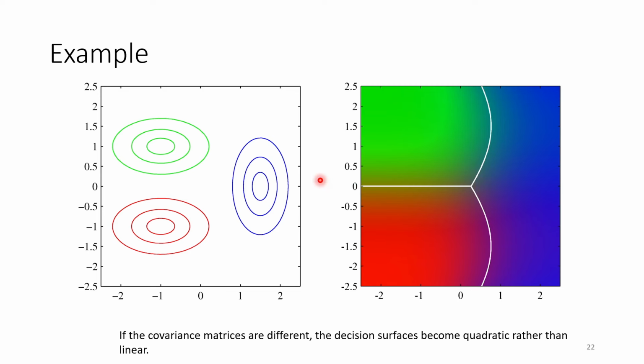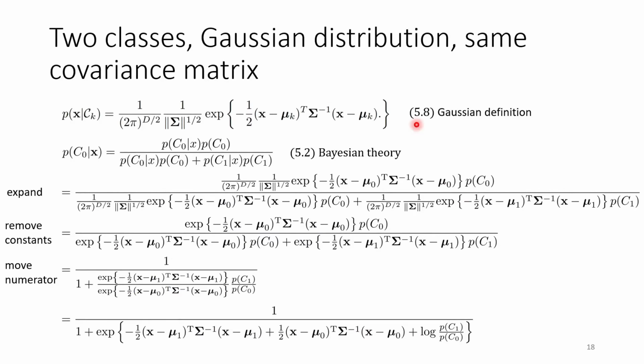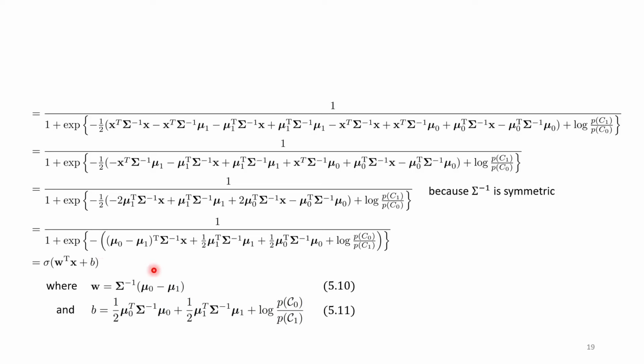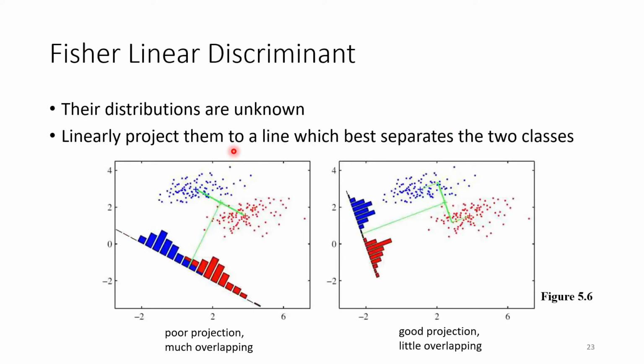So you can see the shape here. For Gaussian distributions, if the covariance matrix is the same, we can use a linear mapping function to separate them. But for different covariance matrices, we cannot use the linear projection. However, we can still use a quadratic equation to project it.